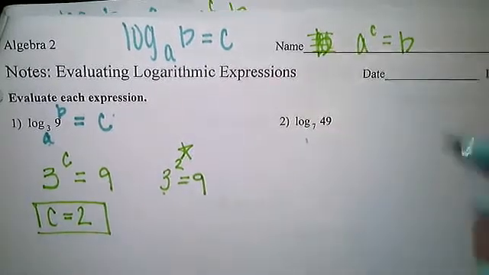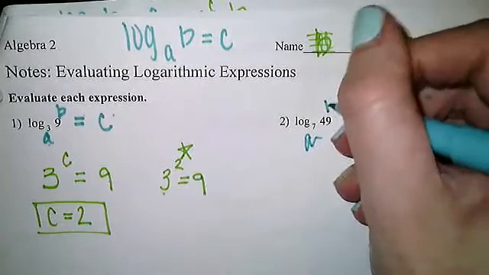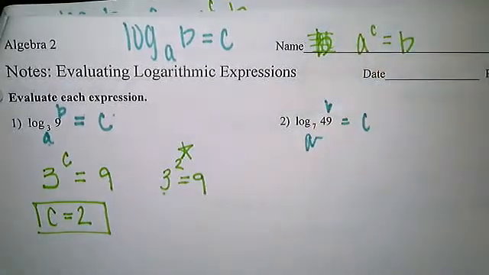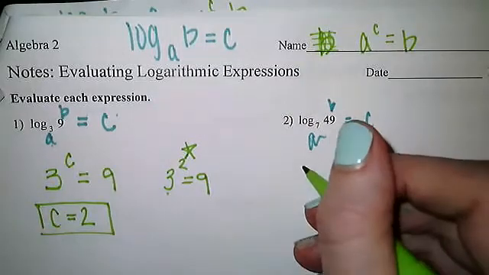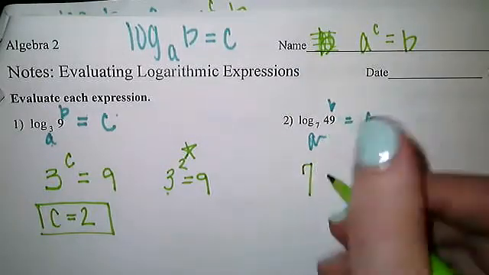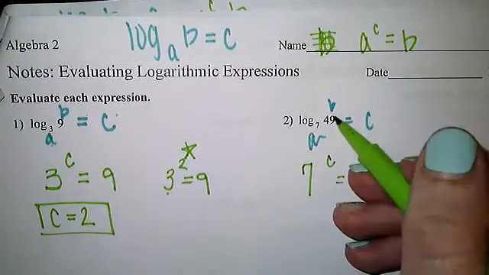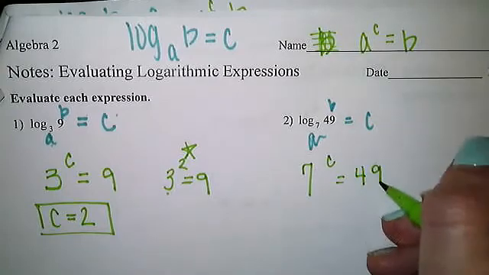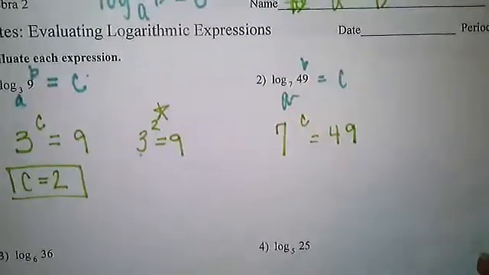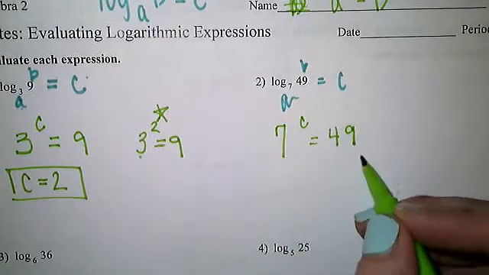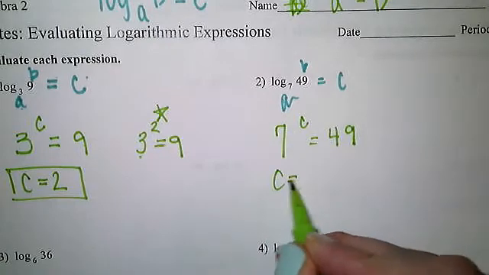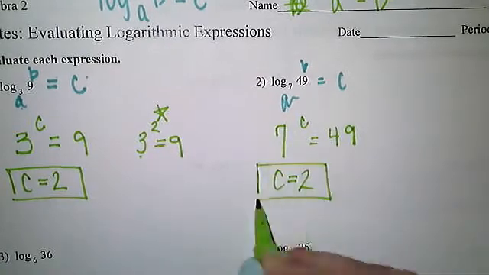Let's try this one out over here. So we have A, B, and our unknown of C. We'll rewrite it in exponential, which is A, C, B. And we're solving for C. Once again, we have that power of 2 because 7 squared is 49. We know C has to equal 2.